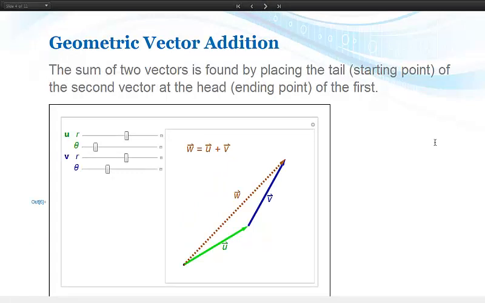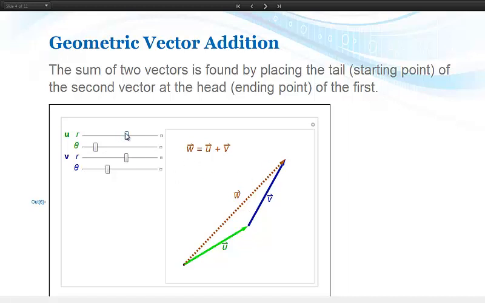Vectors can also be added together in a geometric way. We can define the sum of two vectors by placing the tail, the starting point of the second vector, at the end point or head of the first vector. So here I've constructed the vector w as the vector u plus the vector v. And notice to add u and v, I start at some origin point. I go along u for some distance, its length, and then I start v not at the origin, but at the end of u. So u plus v is this way.